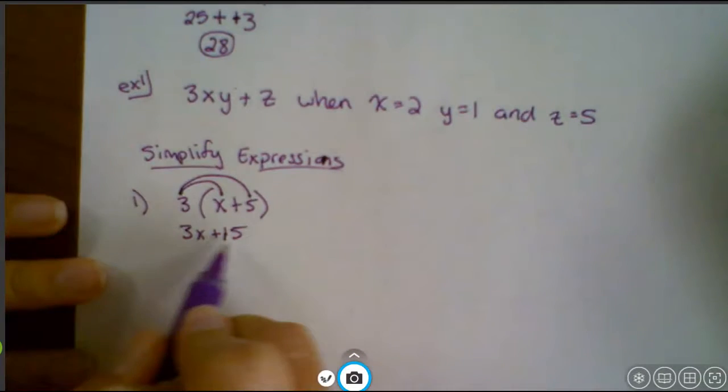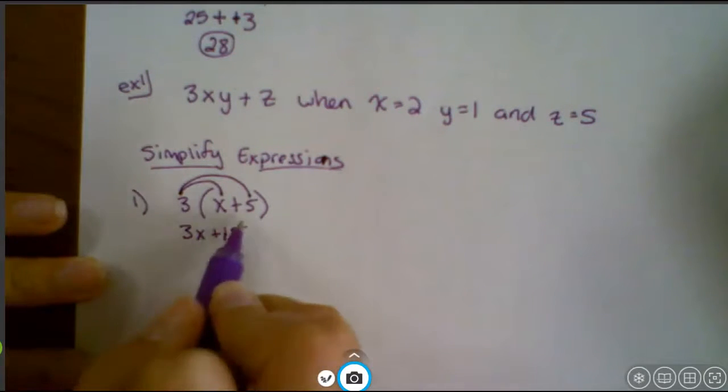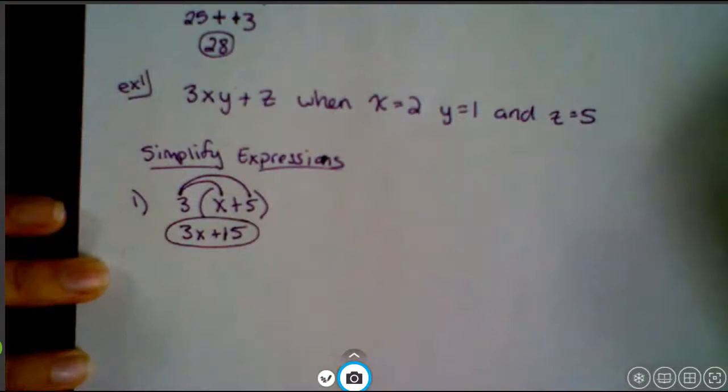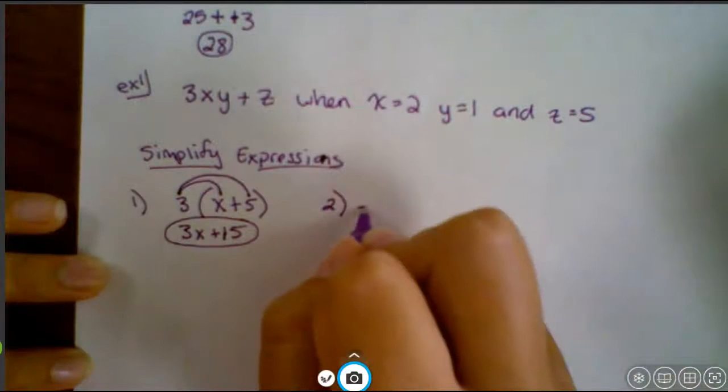And then make sure we can't combine anything. Those are not like terms. This guy has an x, this guy does not. So that's simplified. Okay, there's no equal sign, so there's no solving. We're just simplifying. So the next one, let's try another one.